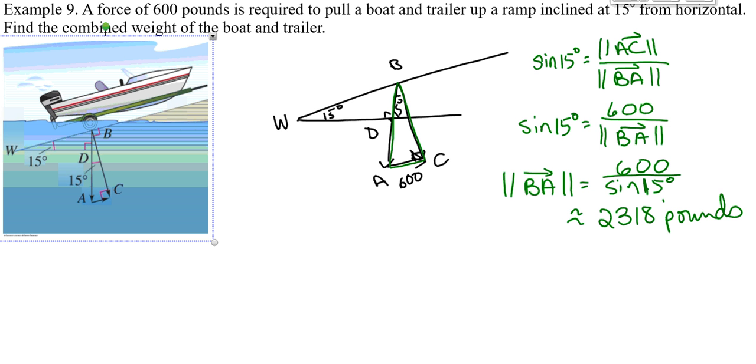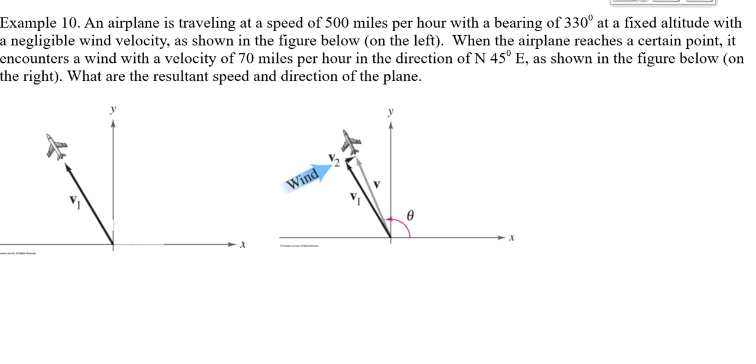So the next one we're going to look at just the setup right now, and then we'll go to it tomorrow as well. So look at this. An airplane is traveling at a speed of 500 miles per hour, so we're going to use a 1 hour time and say 500. And its bearing is 330 degrees. Do you agree that plane is in the second quadrant? We've talked about the fact that bearing is measured from north and then clockwise around, at a fixed altitude with a negligible wind velocity, as shown in the figure below on the left.